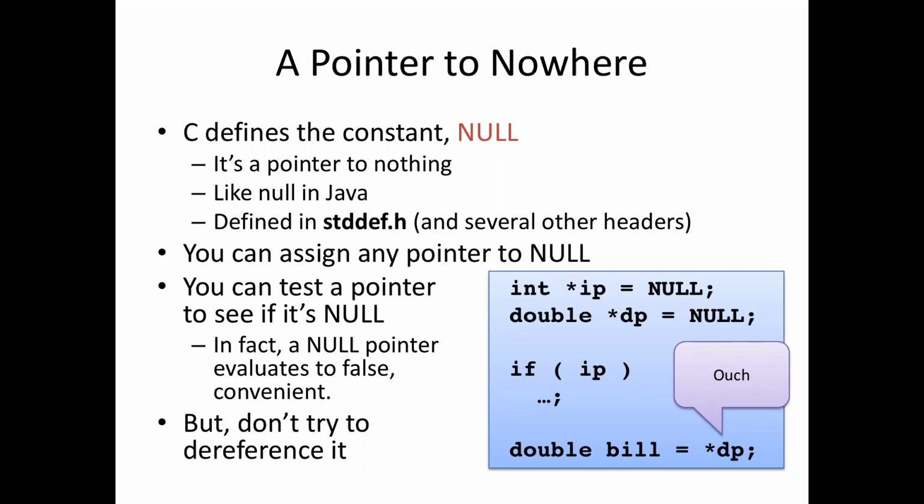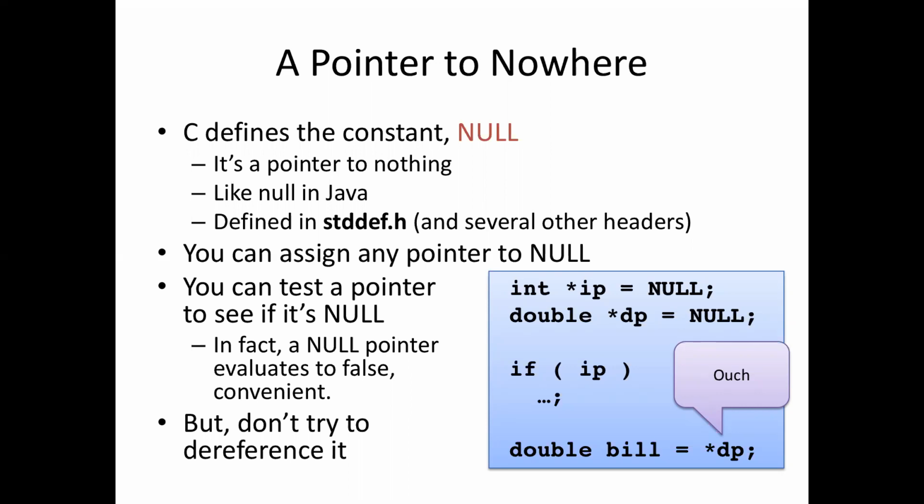But it's a way of assigning a value to a pointer so that it's clear that it doesn't actually point to anything right now. It's a lot like null in Java, except it's capital in C and it's not really a reserved word in the language. It's just a preprocessor constant. But by convention, NULL means this doesn't point to anything. The nice thing about NULL is just like in Java, any pointer type can be assigned to NULL.